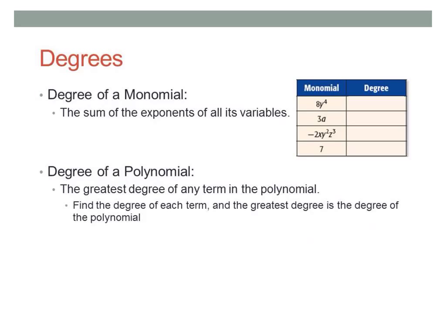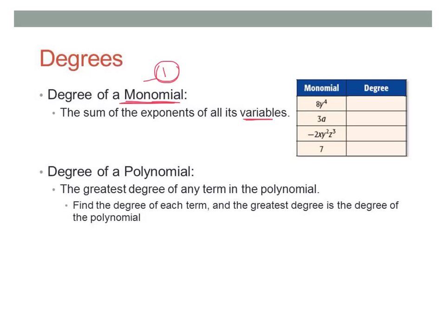The next thing we're going to talk about are degrees of monomials and polynomials. So starting out with the degree of monomials, and make sure this is just for monomials this time around. So monomial, one term, it is the sum of the exponents on the variables. Okay, the sum of the exponents on the variables.